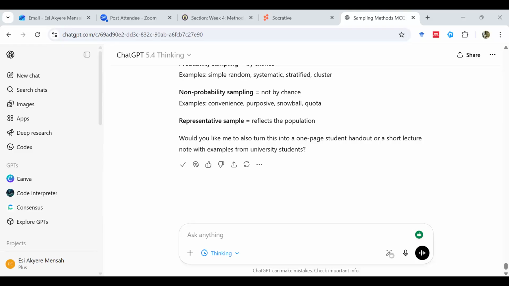Very good. So now I believe that we know the difference between the two. We know when to use what. We know the issue about representativeness and generalization, and also bias, because bias will mean that your sample is not representative. Okay. Any questions before I move on to the next?